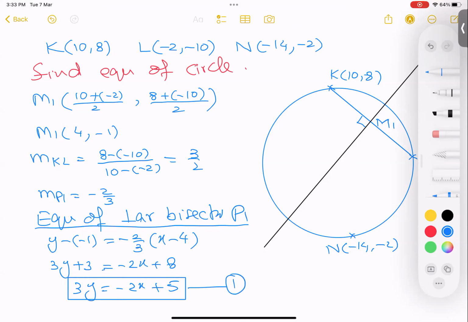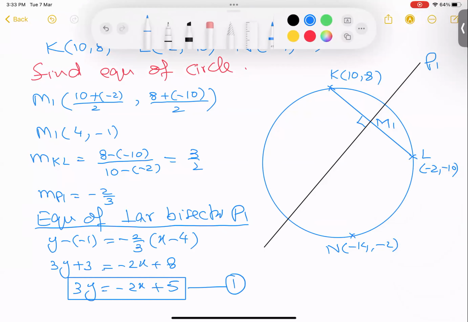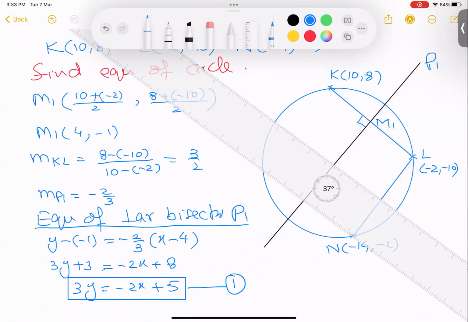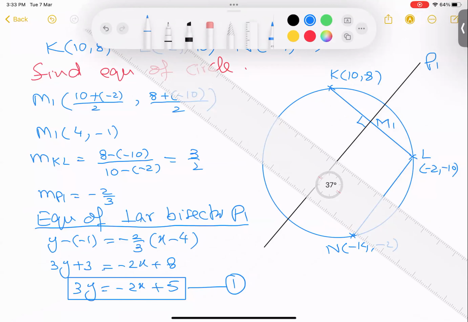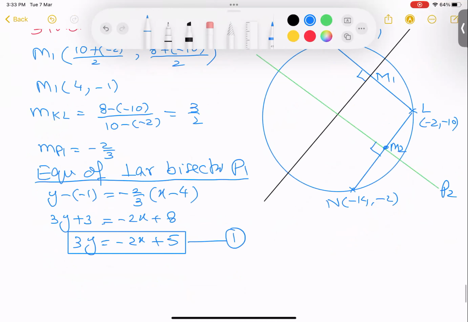Now the same process I will do. First I have done it on KL, now I'm going to do the same process on LN. I can do KN also, no issue at all. And this time I take a scale and I draw a perpendicular bisector on it, and I make a green color line. All right. And here, this is a midpoint, M2. And 90 degrees is very clear here. So let's start.